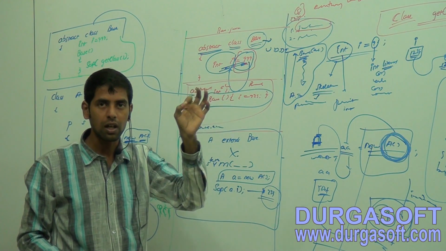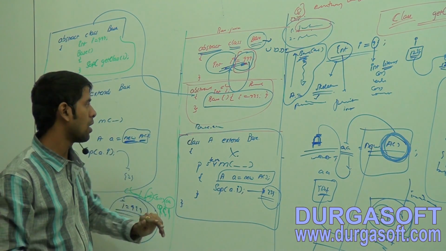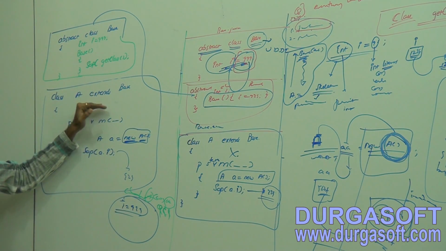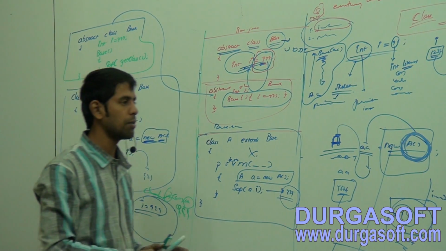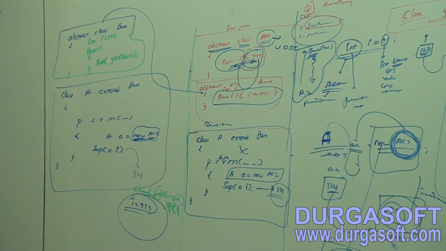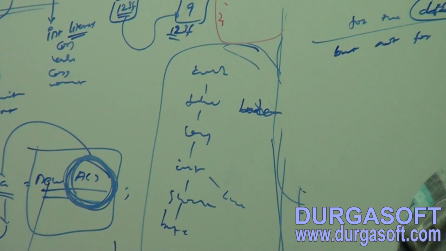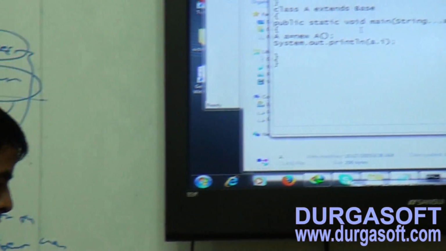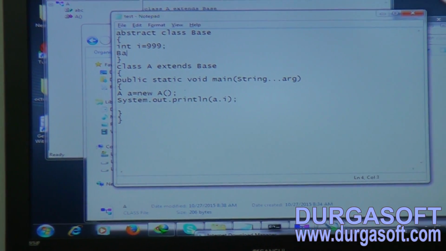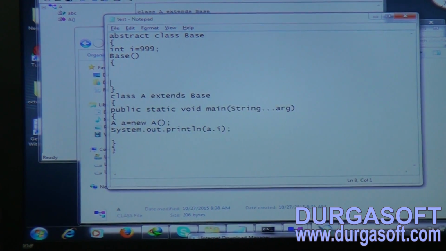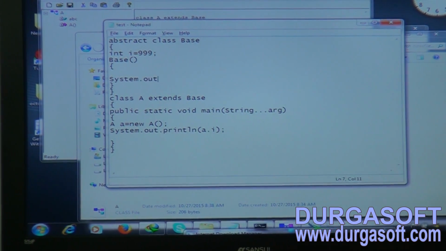So to perform initialization of these primitive variables within a user defined data type or class, you must use a constructor. Now let me compile and execute this piece of code. Observe, just a minute guys. Observe this part carefully. Now let me use a base constructor, System.out.